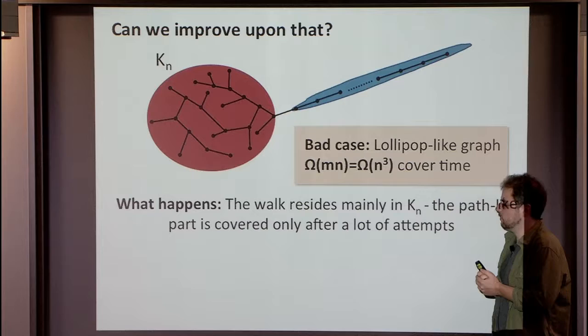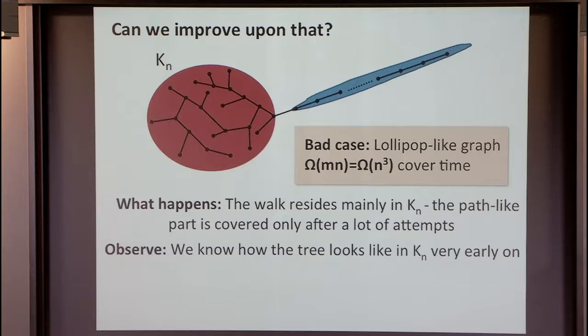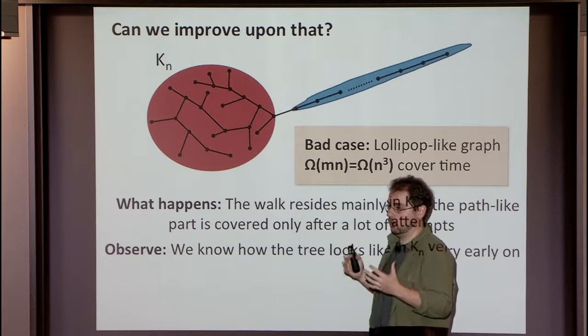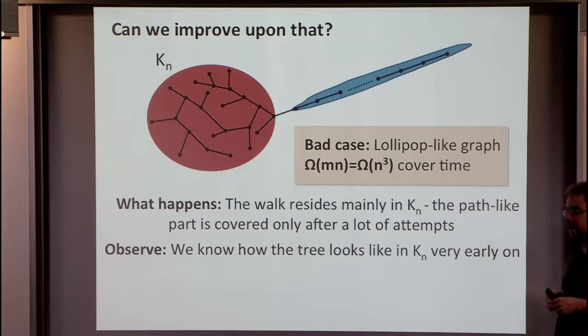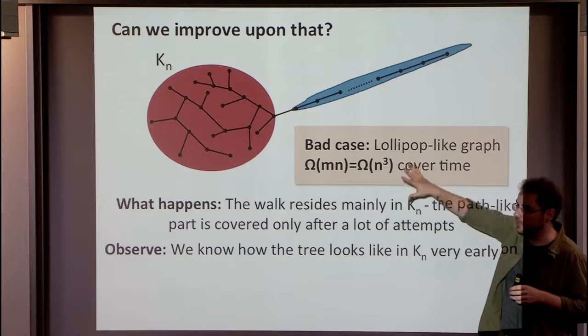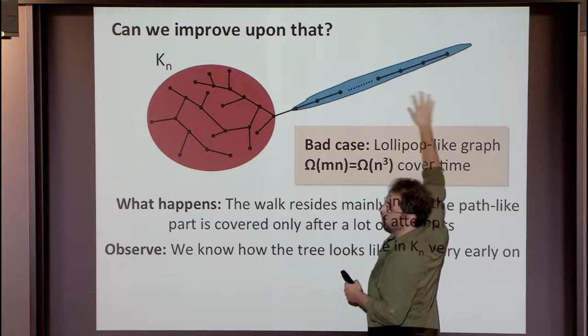But this is the bad news. When you look at it, you observe something. From the point of view of our algorithm, all we really need to know for every vertex is just the first visit edge. And since we cover the complete graph very fast, we will get these first visit edges for all the vertices in the complete graph relatively fast. So we already know how our random tree will look in this graph. Then we have to pay a lot of time just to figure out how it looks in this path-like part. It's not just a path, it's a path-like graph.